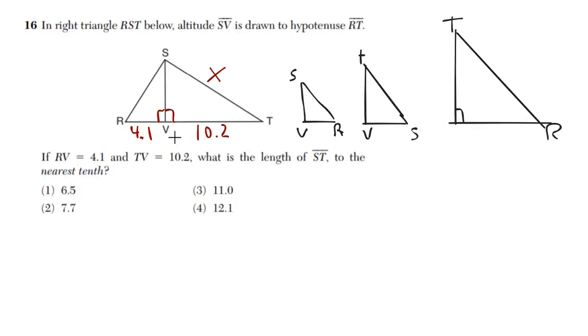Now let's draw what we know. We know that VT is 10.2. We know that RV is 4.1. It's going to get kind of small here. And we know that ST is X, so anywhere you see an ST, we'll put an X. There's one more side that we don't know, but we can find it. If I add these two together, I get the hypotenuse of the big triangle. 10.2 plus 4.1 is 14.3. So the hypotenuse of the biggest triangle is 14.3.